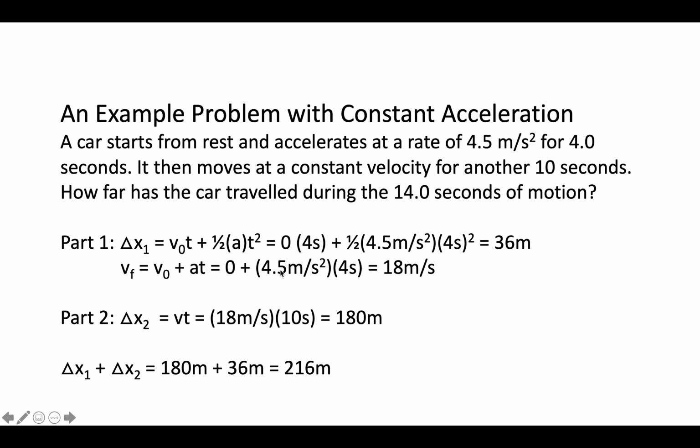So my final velocity after that 4 seconds of motion is my acceleration rate times my time plus my initial velocity of 0. So I'm now moving at 18 meters per second. Therefore, for part two, my displacement is my average velocity times my time: 18 meters per second for 10 seconds of motion, 180 meters for the second part. And therefore my total displacement is 216 meters.